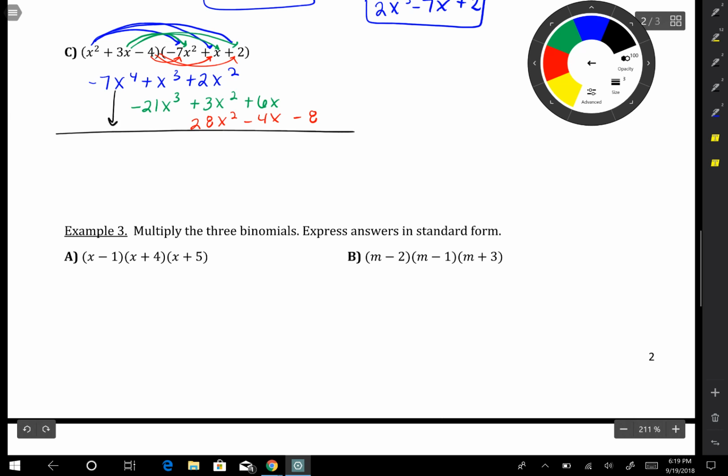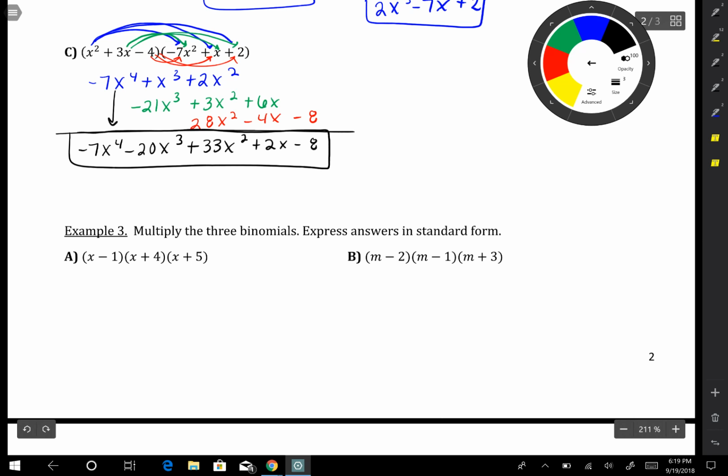I only have one term that is to the fourth power. That's negative 7x to the fourth. Then I have 1x cubed minus 21x cubed. That's negative 20x cubed. 2x squared plus 3x squared plus 28x squared. So 2 plus 3 is 5, plus 28 is 33x squared. 6x minus 4x is 2x, and then I have minus 8. That is multiplying two polynomials together.